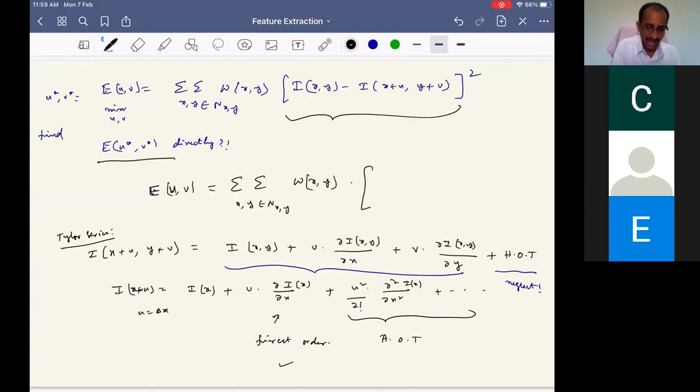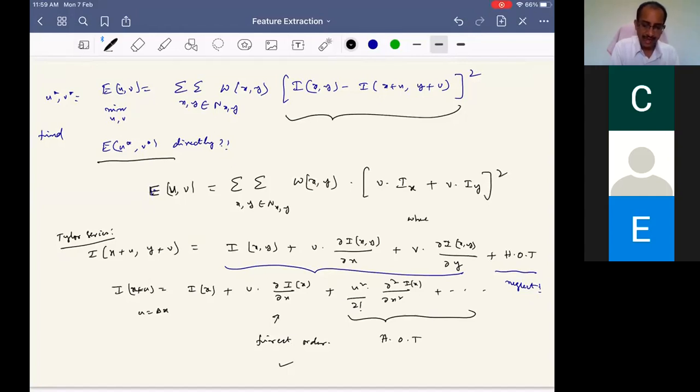So I of x comma y and I of x comma y get cancelled. And what else is remaining now? U into Ix. I write this as Ix because dou I by dou x is Ix, plus V into Iy. Okay, you see a nice, simplified expression for E of U comma V. This I want to minimize for all U comma V. Is this clear?